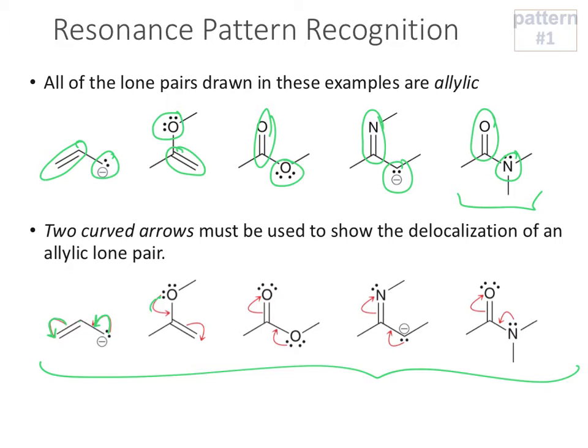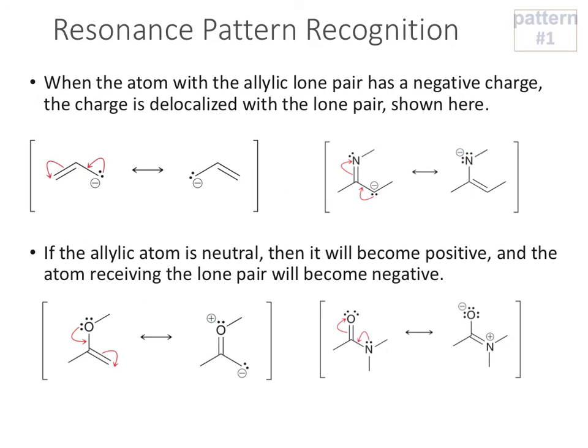So here we have the arrow going from the lone pair to the center of the bond between the atom with the lone pair and the atom connected to a double bond. And then we show the 2 electrons on the pi bond moving to that atom. And you can look through the rest of these examples. When an atom with an allylic lone pair has a negative charge, the charge is also moved with the lone pair. So notice here what's different.